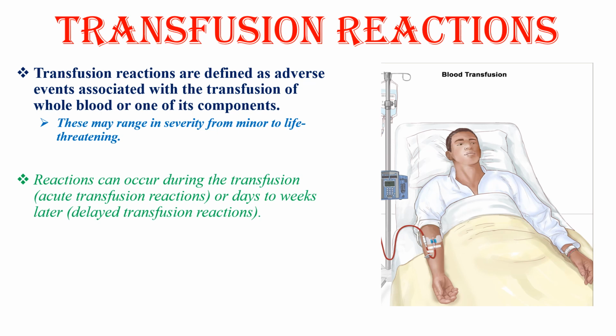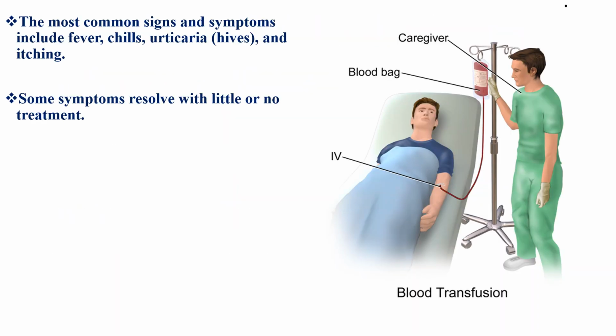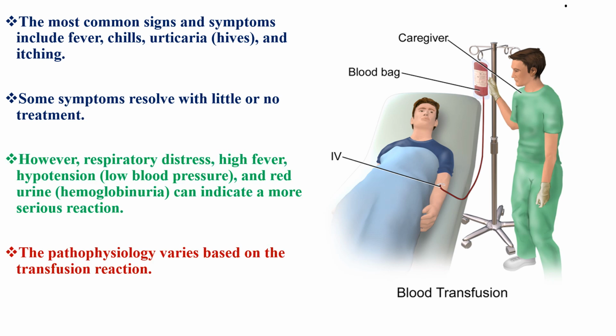So we classify transfusion reaction as acute transfusion reaction and delayed transfusion reaction. It can be immunologic or non-immunologic. The most common signs and symptoms include fever, chills, urticaria, and itching. Some symptoms resolve with little or no treatment. However, respiratory distress, high fever, hypotension, red urine, or hemoglobinuria can indicate a more serious reaction.